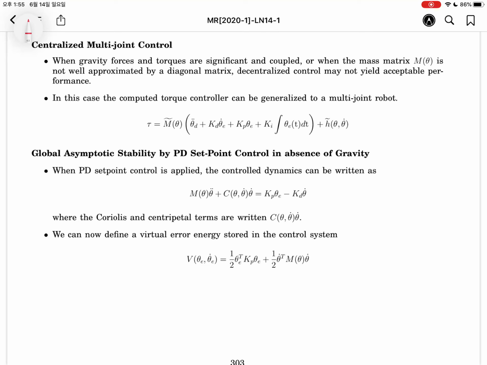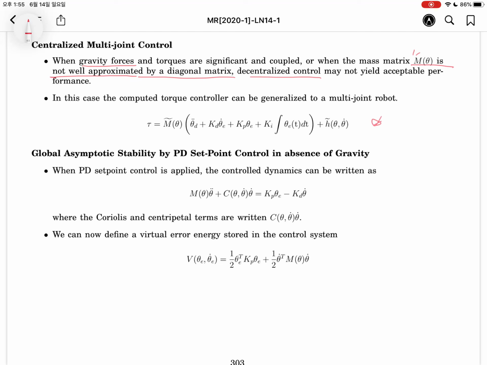On the other hand, centralized control is useful in the case of gravity, and maybe the low energy, low gear ratio is used for your robot system. At that time, the inertial matrix cannot be diagonalized. At that time, we should apply the decentralized control law, such as the IDC or CTC. So this control law is used for the robot system.